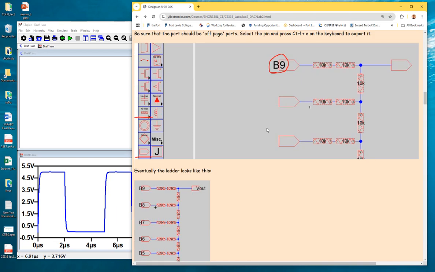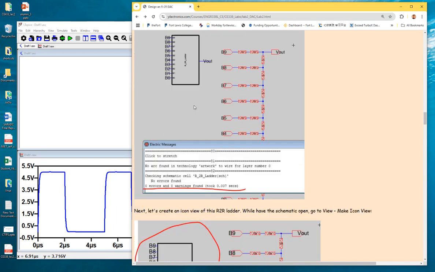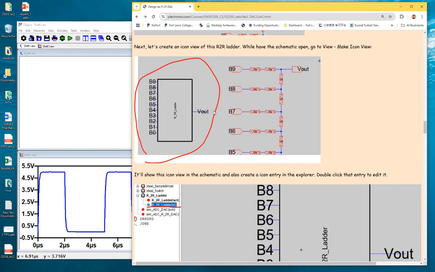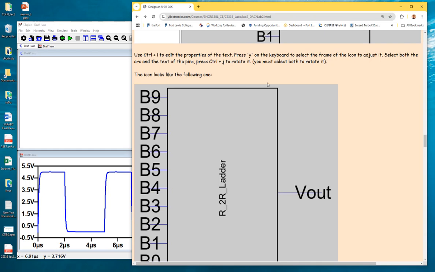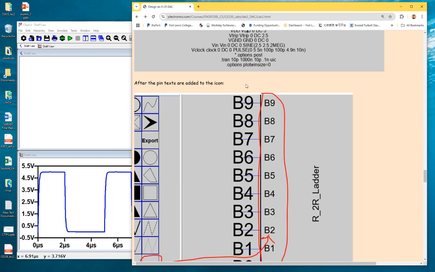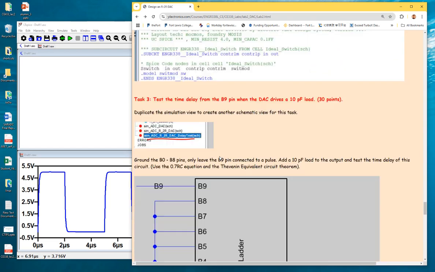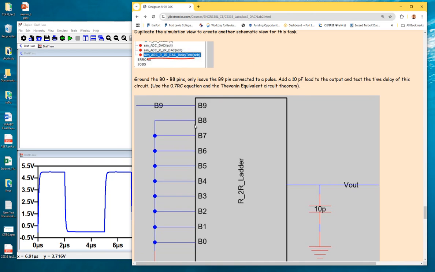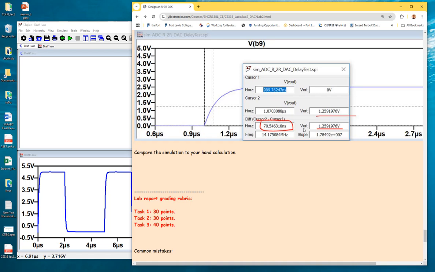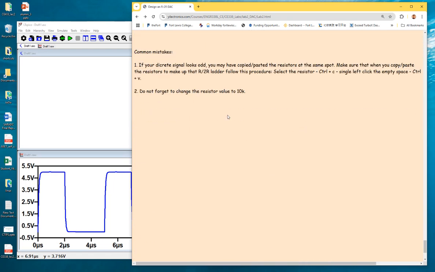And the second step is to draw the DAC. Replace the ideal DAC with your resistor string DAC and rerun it. When you rerun it, it should show the same simulation result. And eventually, ground all these signals and run the RC circuit time delay verification. That's it. Any questions?